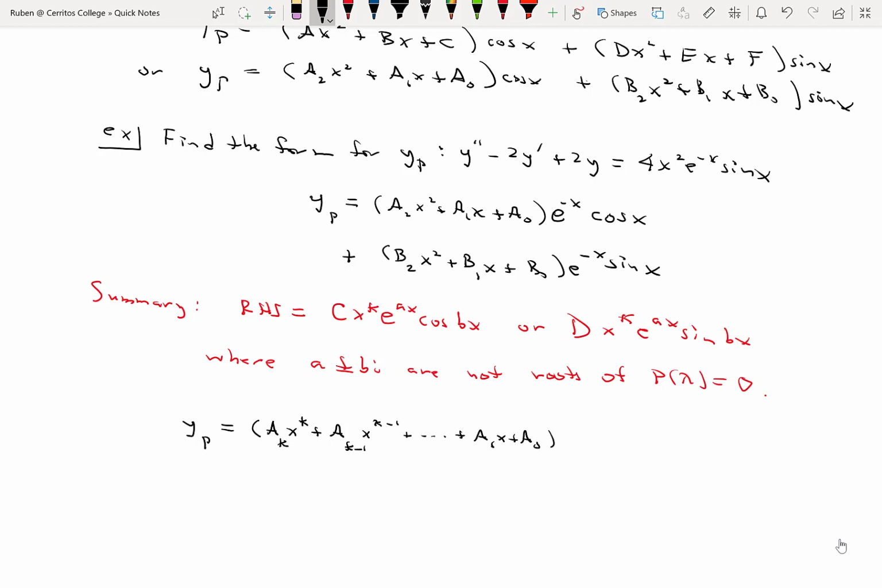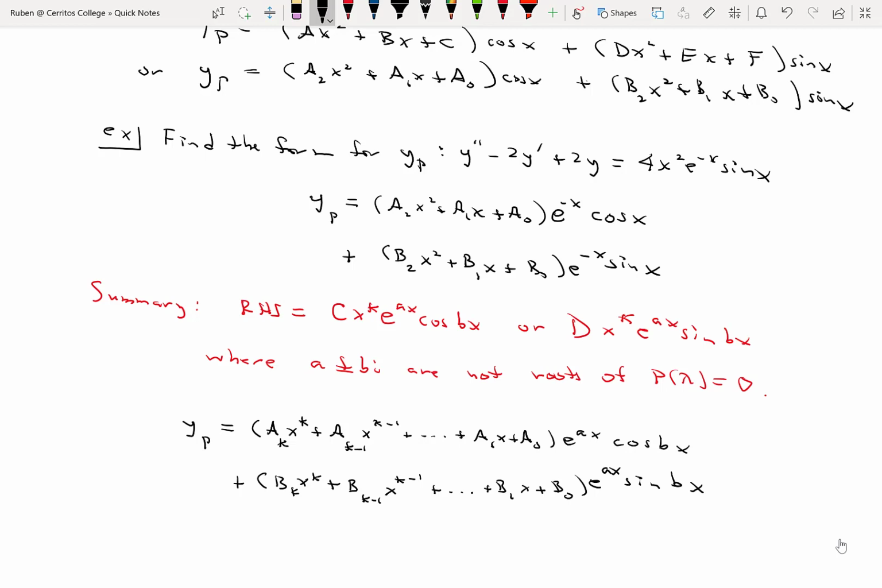If our right-hand side has an x to the k, there's the corresponding power in our particular solution. If it has e to the ax, our particular solution will have e to the ax. If it has cosine of bx or sine of bx, the particular solution will have potentially both. So it will have the cosine term and potentially the sine term with the same structure. So the k minus 1 plus dot dot dot plus b1x plus b0 e to the ax sine bx.